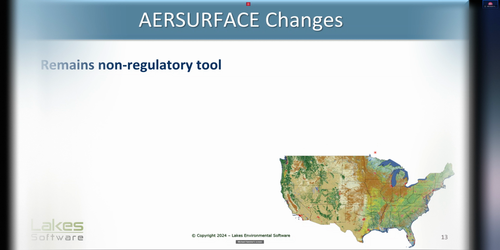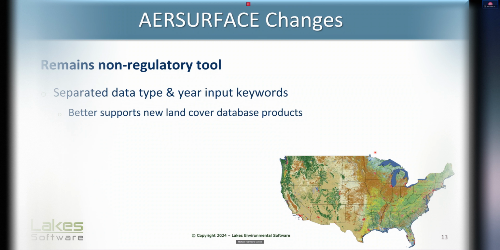The changes to AERSURFACE include separating out data type and year as input keywords. The prior version of AERSURFACE had fixed keywords for identifying the type of file you were using. This decoupling of data type and year was done to better support the new land cover database products that I'll touch on momentarily. This makes the input file format more flexible for users.